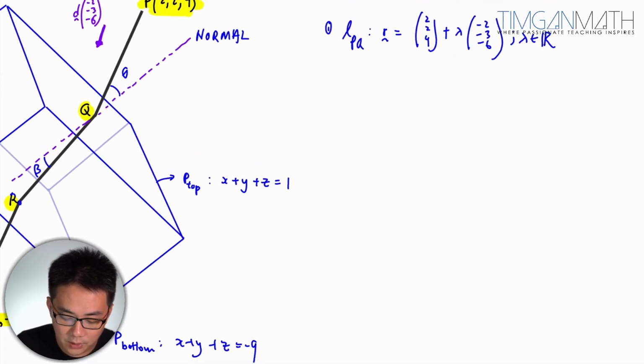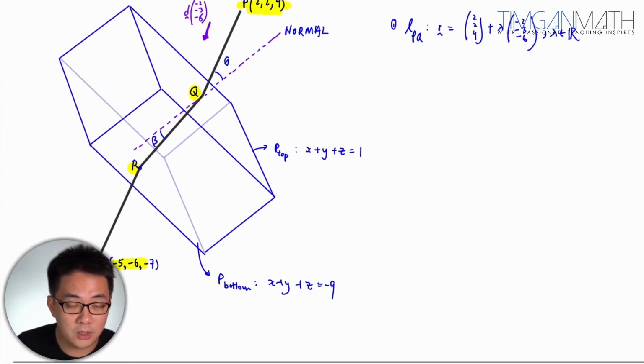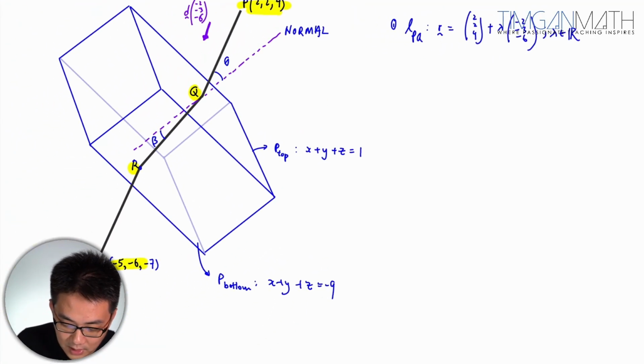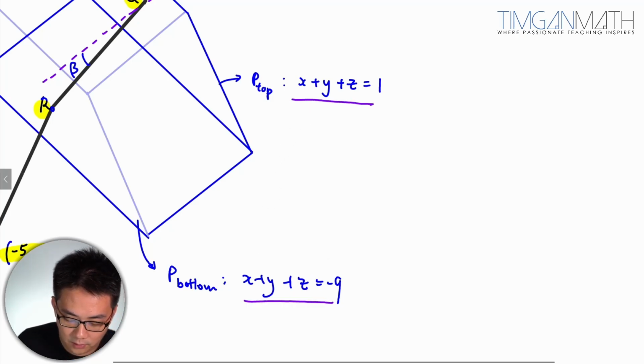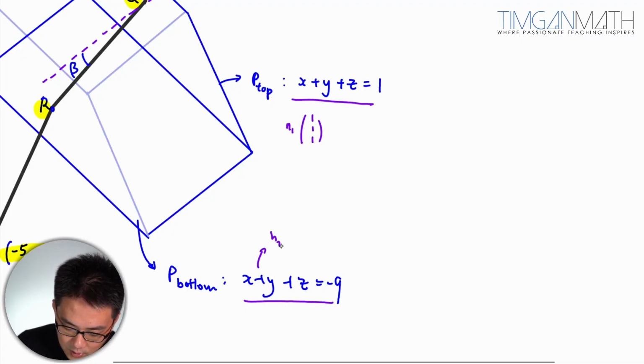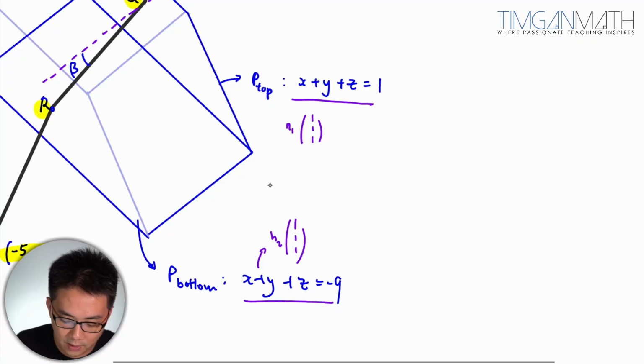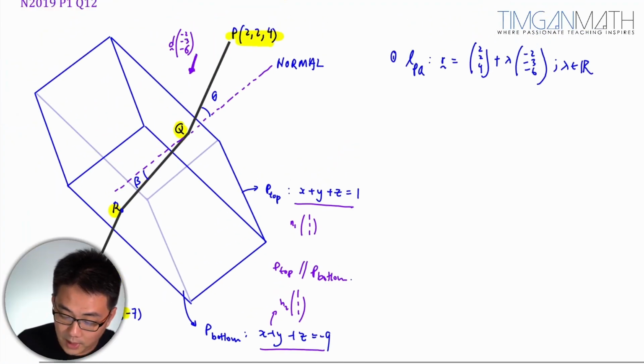Then you have the plane equation. To find Q, you essentially need to find a point. Another thing to take note of is that the normal here and the normal here are parallel. Normal 1 is (1, 1, 1), and normal 2 is also (1, 1, 1). So actually they are parallel planes: P top is parallel to P bottom. But anyway, I digress.